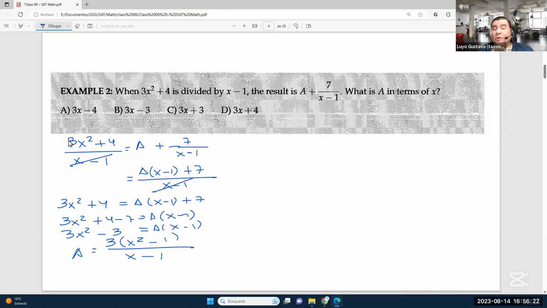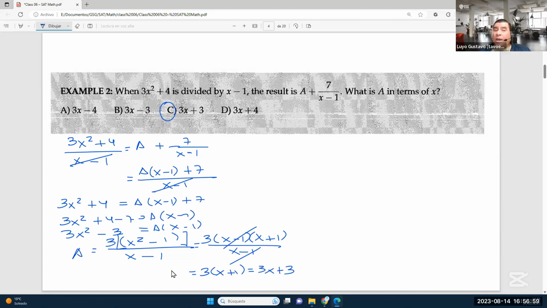Well, if you have done your homework about memorizing algebraic identities, the basic ones we saw in a previous lesson, for example, the difference of squares, then you know that this part here can be factored as 3 times x minus 1 times x plus 1. And so this goes away with this. Finally, you got A, 3 times x plus 1 or 3x plus 3. And that's it, option C.